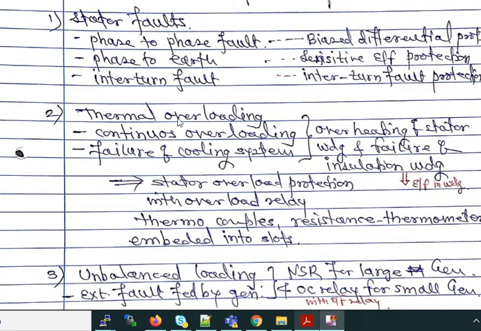Now, second is the thermal overloading, that is continuous overloading and failure of the cooling system. Because of this, overheating of the stator winding takes place and there is a failure of the winding insulation that may result in earth fault in the winding. Therefore, for the continuous overloading, the stator overload protection with overload relay is used. Now for the failure of the cooling system, we have to sense the temperature of the winding, and for that we have to use thermocouples. The resistance thermometer should be embedded into the slots of the stator.